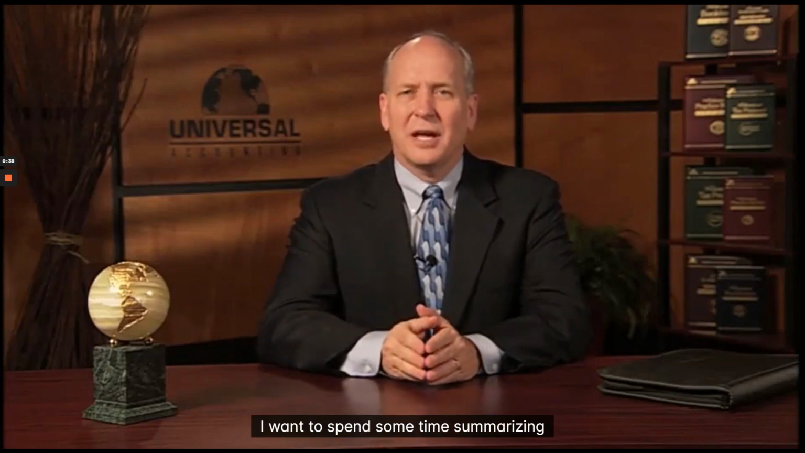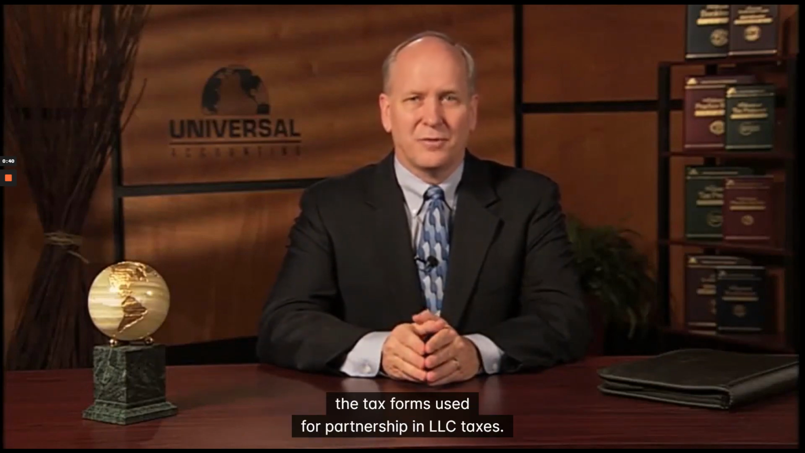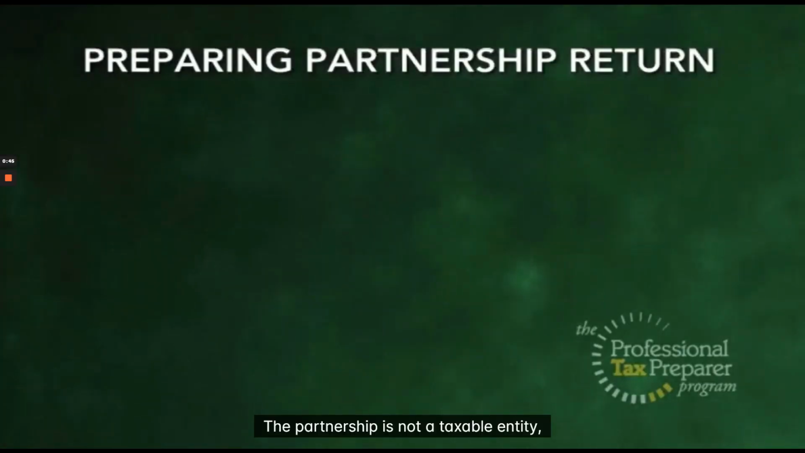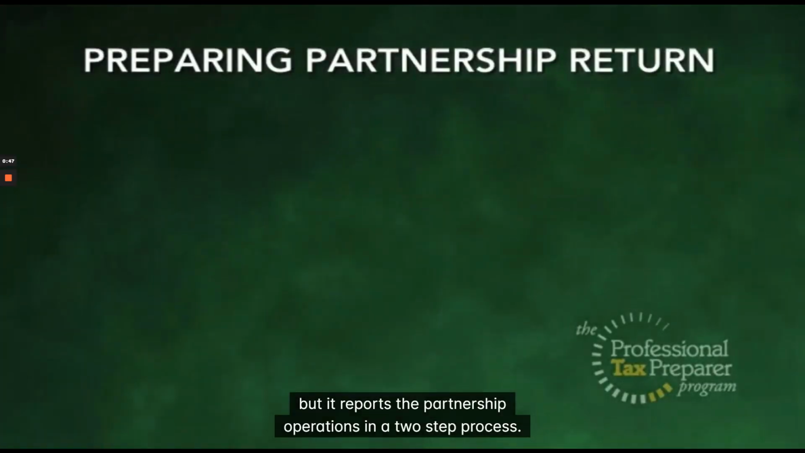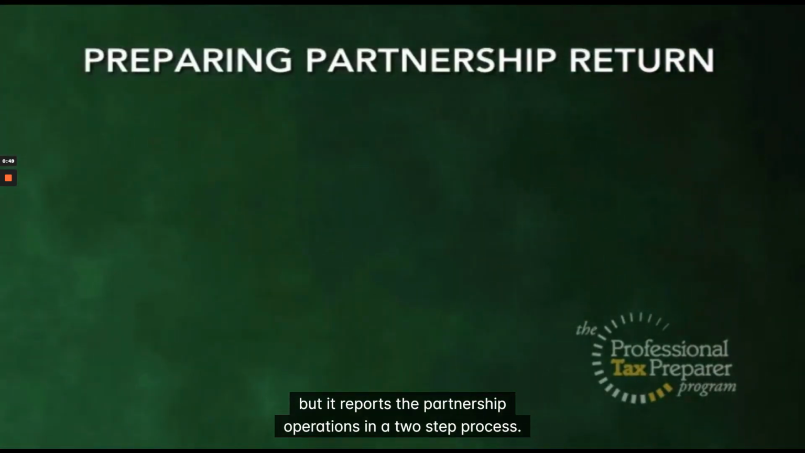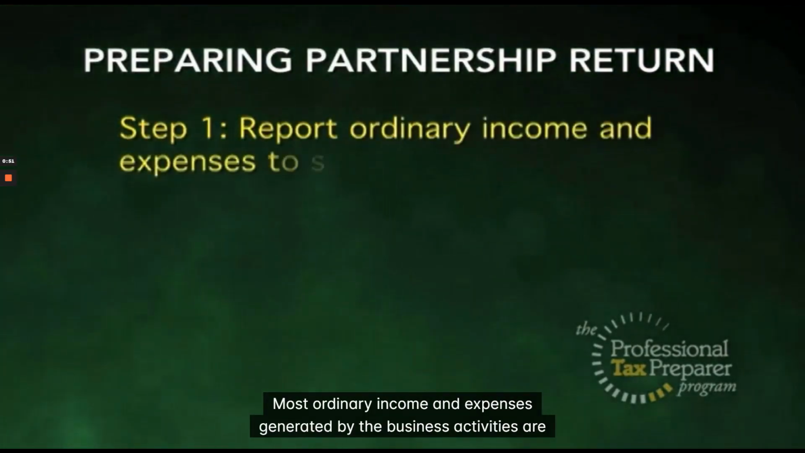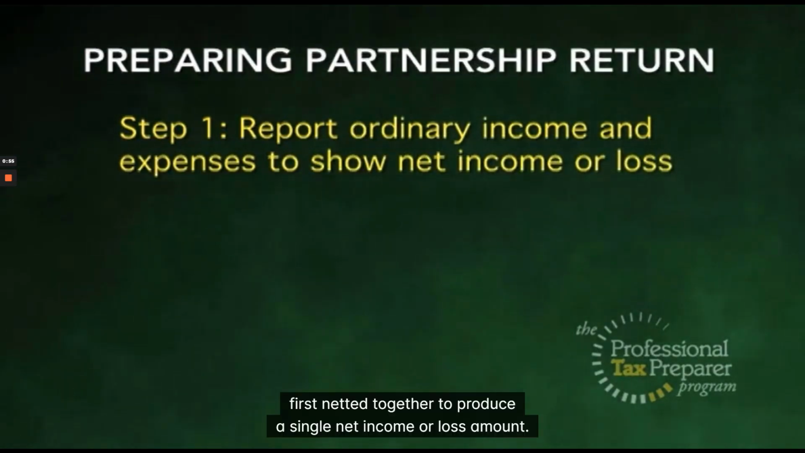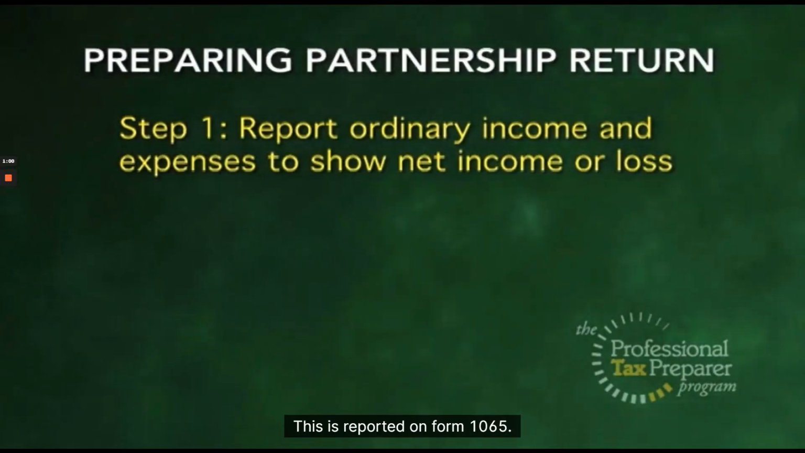I want to spend some time summarizing the tax forms used for partnership and LLC taxes. The partnership is not a taxable entity, but it reports the partnership operations in a two-step process. Most ordinary income and expenses generated by the business activities are first netted together to produce a single net income or loss amount. This is reported on Form 1065.